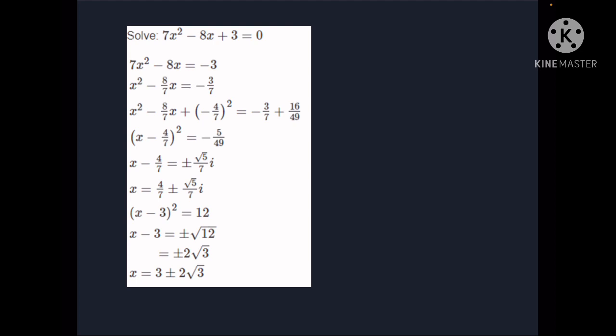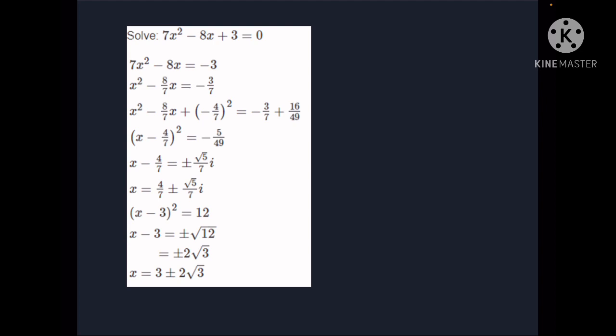Then x to the power of 2 minus 8 over 7x plus negative 4 over 7 to the power of 2 will be equal to negative 3 over 7 plus 16 over 49, which gives me x minus 4 over 7 to the power of 2 equal to negative 5 over 49. Here it will give me positive or negative root 5 over 7 and some imaginary numbers.